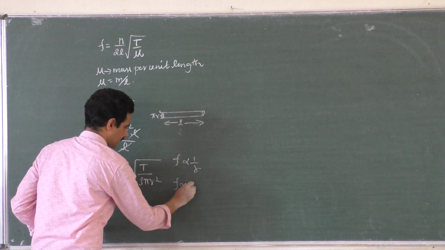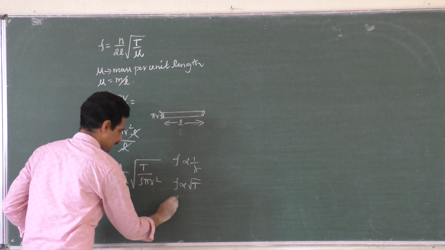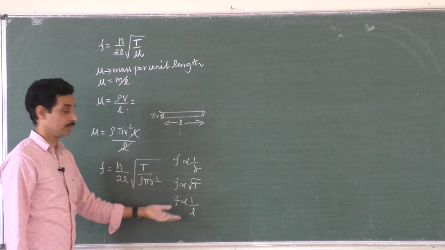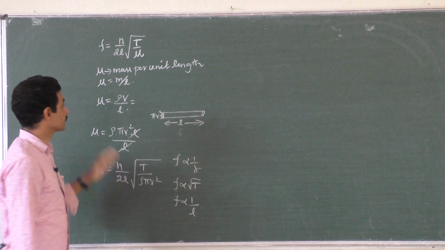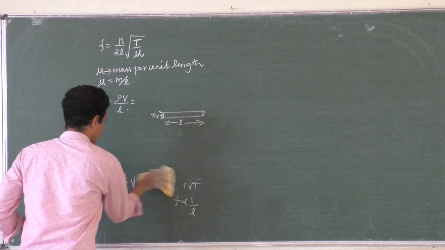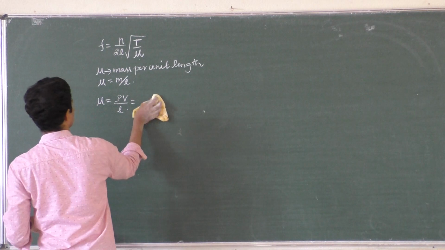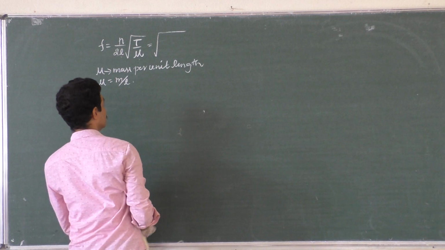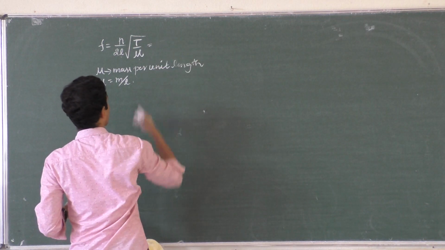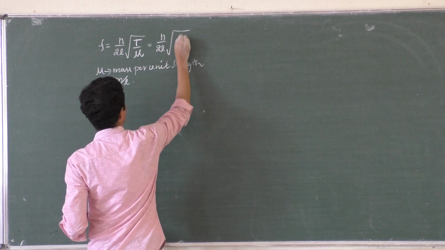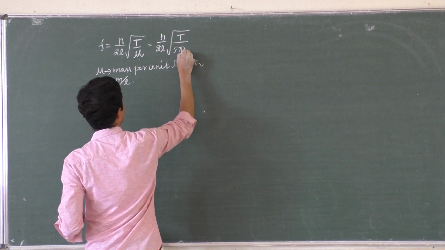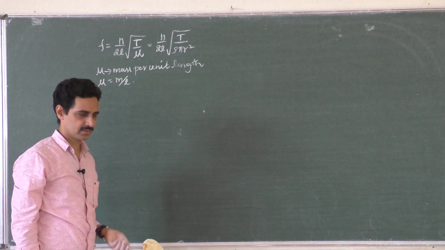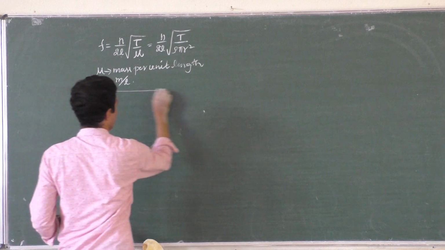Frequency is directly proportional to the root of tension. Frequency is inversely proportional to the length of the wire. So it goes on. These factors are very important. So that is the formula. So shall I write? n by 2L into root of T by rho pi r squared. That is also important. r squared I put inside the square root, you can take it outside the square root. That is one thing about the stretched wire.